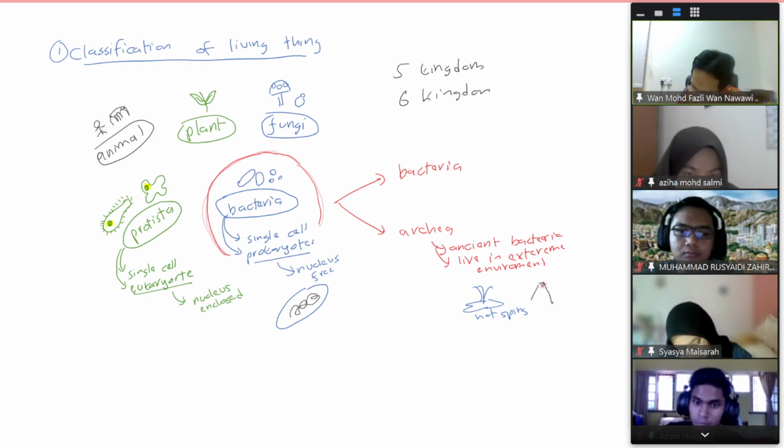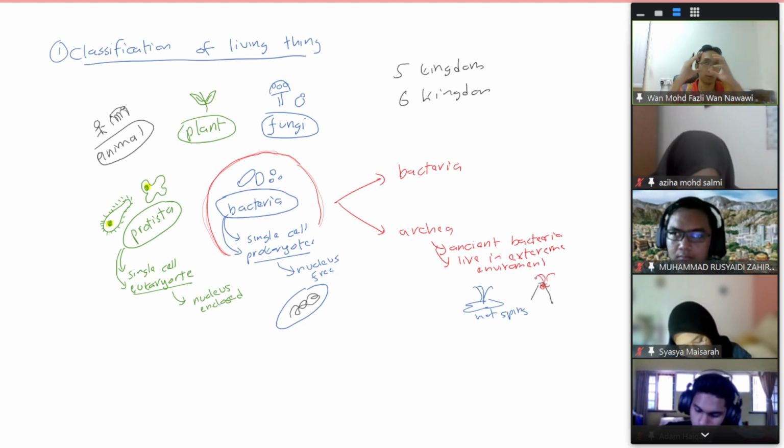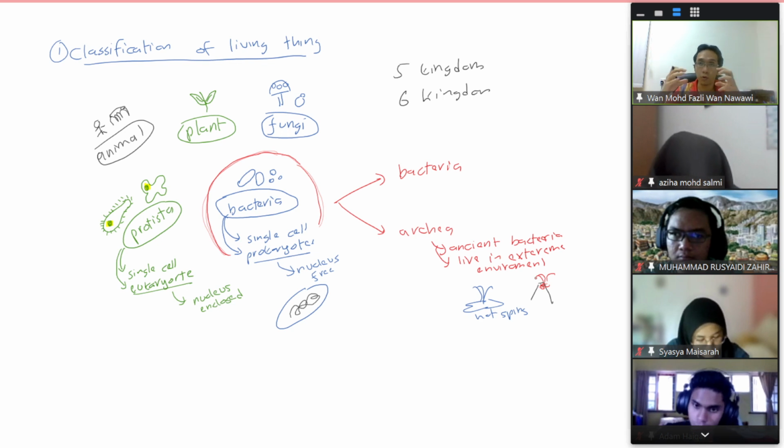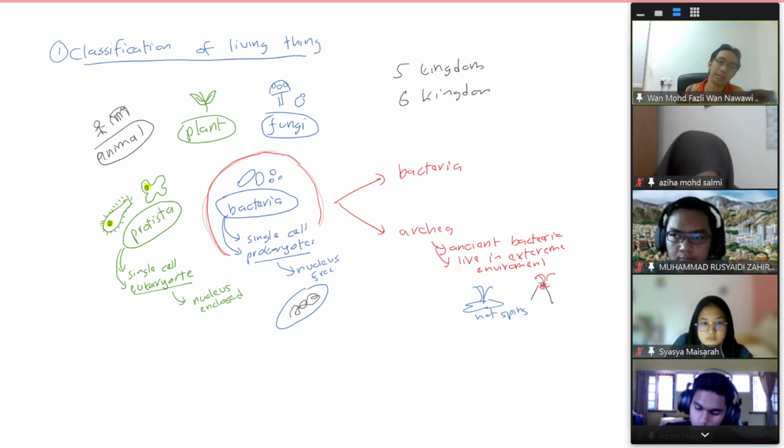This is also what we call the archaea again. They live in harsh environments, the hot spring, the volcano. The thing that coats their body has a different chemical makeup compared to normal bacteria. This is when people talk about six kingdoms: animal, plant, fungi, protista, bacteria, and archaea. If people talk about five kingdoms, it is animal, plant, fungi, protista, and bacteria only. That is what you learned in Form 4 in matriculation.